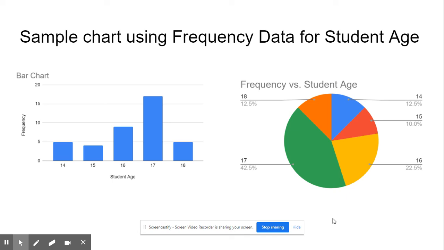Here is a bar chart and a pie chart using the same frequency data for student age. If you notice, the bar chart has different levels depending upon the frequency that came from the frequency table. And the pie chart has different slices that also relate to the frequency, but the percentages also show the relative frequency of the data.